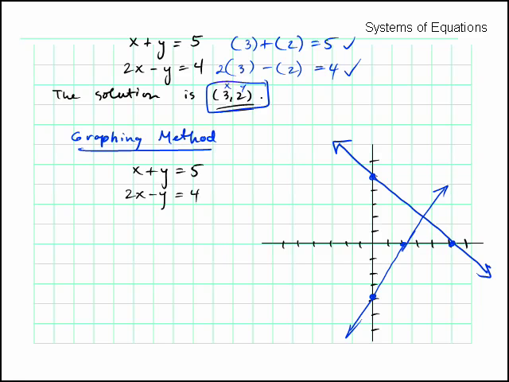There it is. Now, if you graphed your lines accurately enough, you would notice that the two lines intersect right here at the ordered pair (3, 2). And that's how we get the solution of the system. The intersection of the two lines is the solution to the system. The downside of the graphing method is you have to be very accurate. If you're not, then you might get the wrong ordered pair. Well, let's try another one like this.